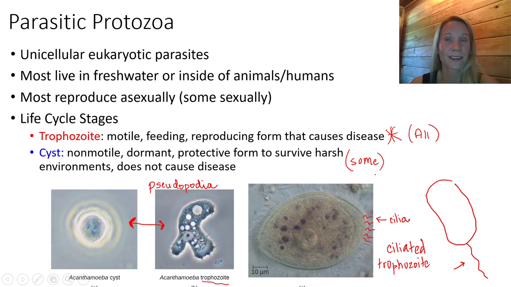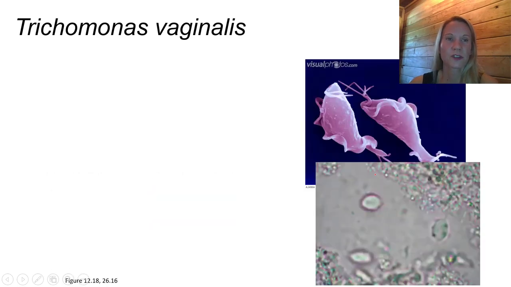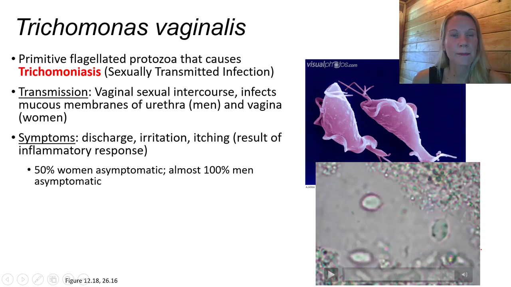Okay, let's start with some examples. We'll start with Trichomonas vaginalis. This is a very common protozoan that causes a sexually transmitted infection that's called trichomoniasis, or sometimes it's just called trich. So Trichomonas is transmitted by vaginal sexual intercourse. So it infects the mucous membranes of the reproductive system. In men, that would be the urethra, and in women, that would be the vagina. So symptoms include perhaps discharge, irritation, and itching. Although notice here my statistics that nearly half of women are asymptomatic, where almost 100% of men are asymptomatic.